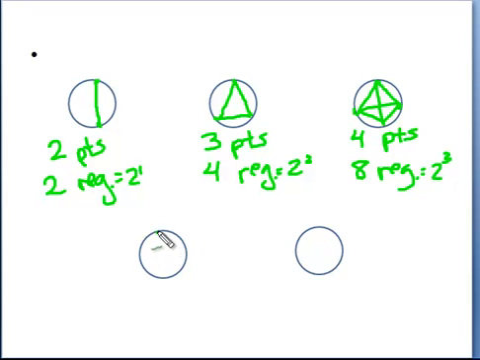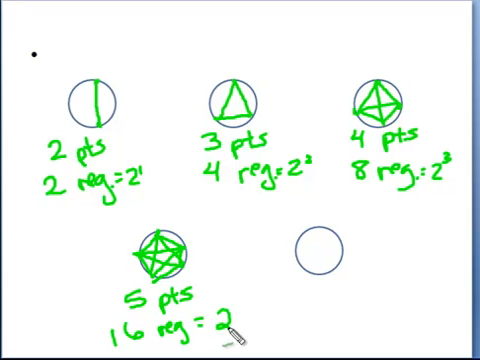We have 5 points. 1, 2, 3, 4, 5 points, and connect them all. And it's a little bit difficult to see. If you do it neater on yourself, you can see that with 5 points we get 16 regions, which is 2 to the 4th. At this point, we've seen a pattern, and we could make a conjecture that with 6 points we would have 2 to the 5th, or 32 regions.